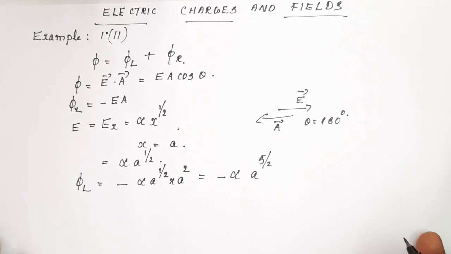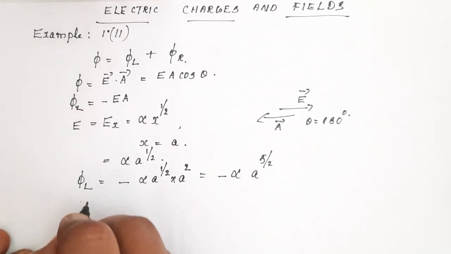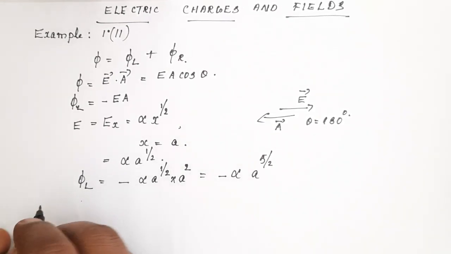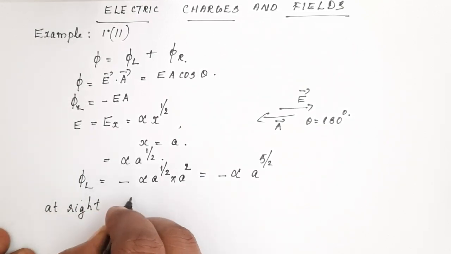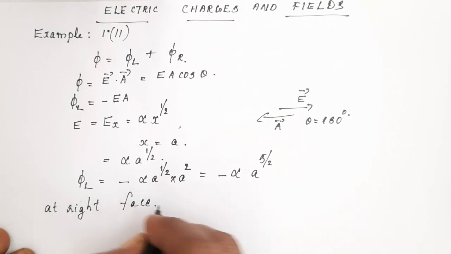Now in the same way we need to find phi R. What will be phi R? At the right face, what about E and A?